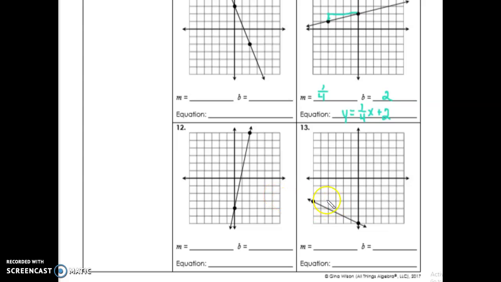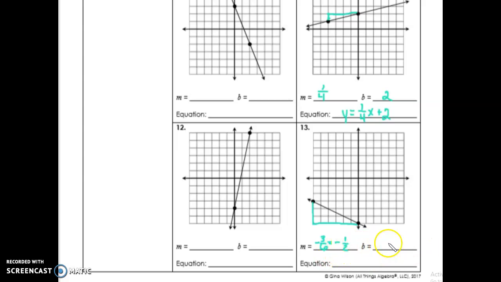Alright, last one. If I'm looking at this line left to right, it's going down. So my slope's going to be negative. So starting at this point and counting down to this point, 3. So I've gone down 3. And now I'm going 1, 2, 3, 4, 5, 6. I'm going over 6. So this is -3 over 6, and I do have to simplify that. 3 is half of 6, so this is -1/2.